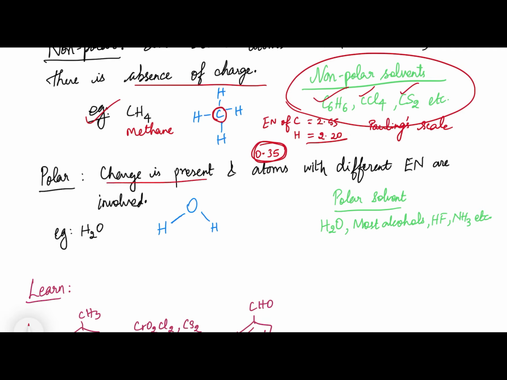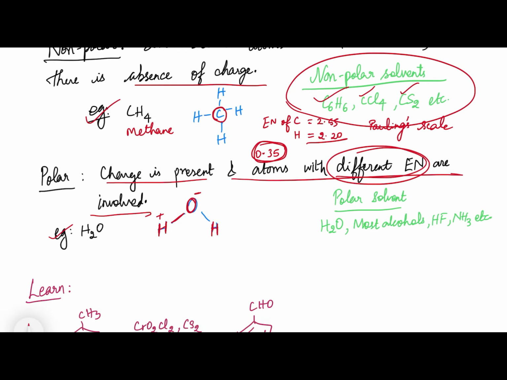Polar means charge is present and the atoms with different electronegativity are involved. If you see water, this hydrogen is present on the left side of the periodic table, right? This oxygen is present on the right side. It is present in group 16. First element of group 16 is oxygen. So clearly we know that oxygen is more electronegative than hydrogen. If you see, this hydrogen is attached to this oxygen, right? So it is going to get a positive charge and oxygen is going to get a negative charge.